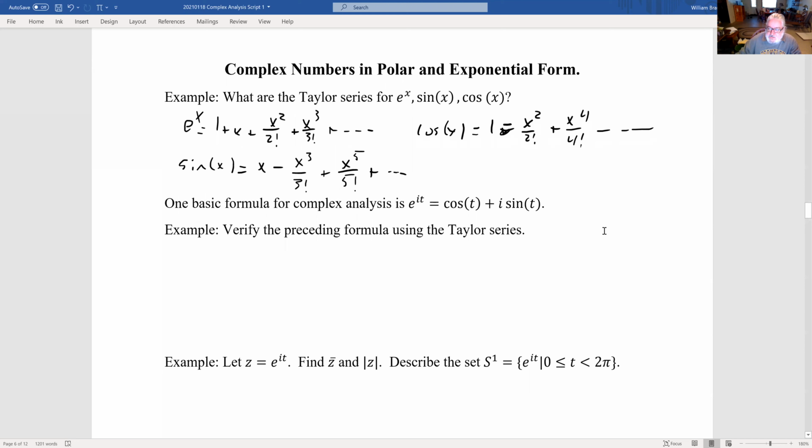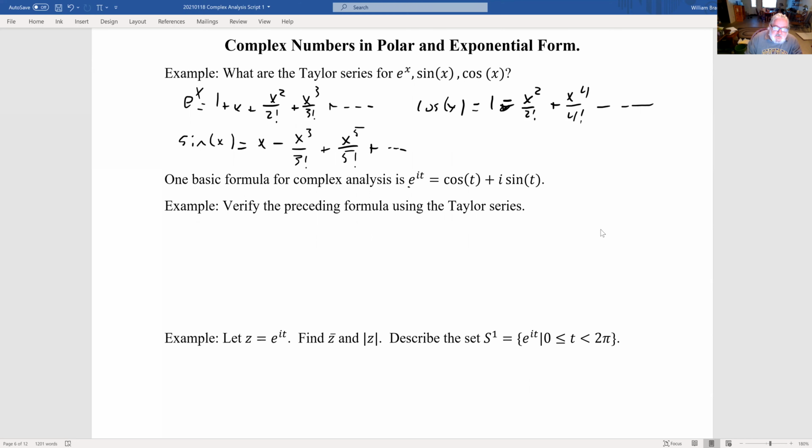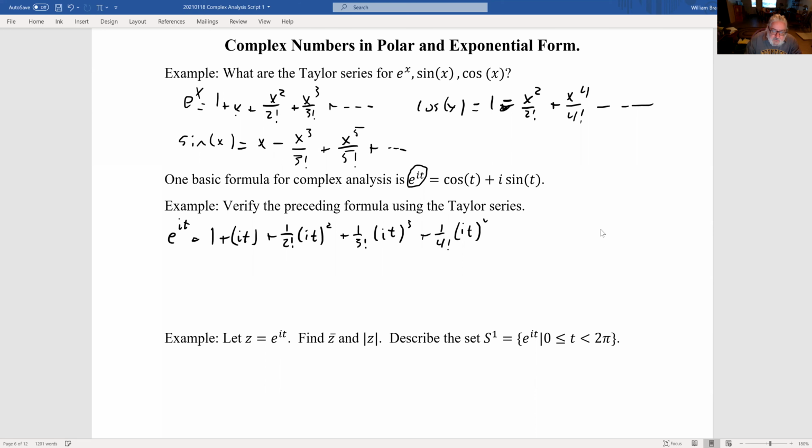You may have seen this in calculus 2 about how they're actually combined. Suppose we take e to the it, and we just plug in it for x everywhere. You get 1 plus it plus 1 over 2 factorial times it squared, plus this is going to go on a little bit because I need to get out to the 5th power to make my point, it cubed plus 1 over 4 factorial it to the 4th plus 1 over 5 factorial it to the 5th plus more terms, dot, dot, dot.